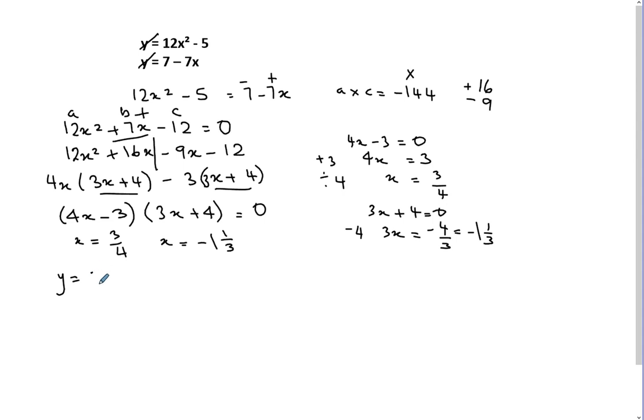Okay, so when x is 3/4, let's find out what y is. So y is 7, and then I put the minus, and then I'm going to go 7 times 3/4. Just make it look like a fraction, so then you know you're just multiplying it straight across. So you've got 21/4, which is 5 1/4. So you've got 7 minus 5 1/4, which is 1 3/4.